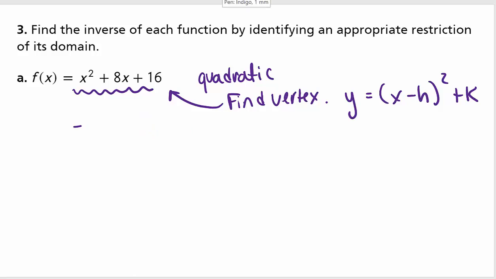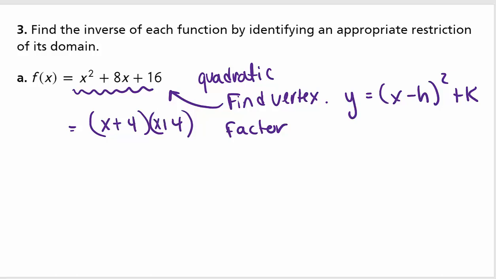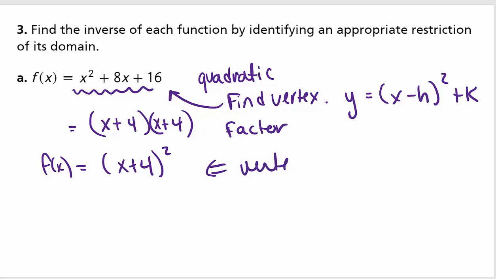If we look at the question we're given, we can actually factor this. We need numbers that multiply together to get 16 and add together to get 8. So we can change our function to be (x + 4) squared. This is our vertex form, and from vertex form, we can identify the vertex. Normally it starts at (0, 0), but now our vertex is shifted to the left by 4. So our vertex is (-4, 0). The y value hasn't changed because there's no k value shifting it up or down.